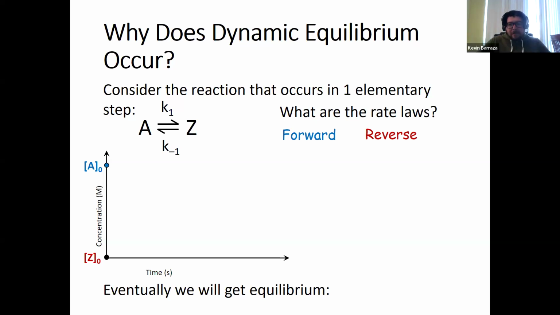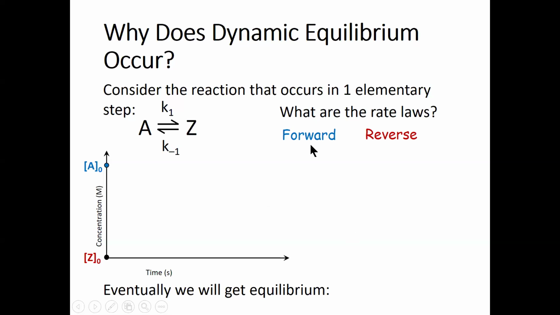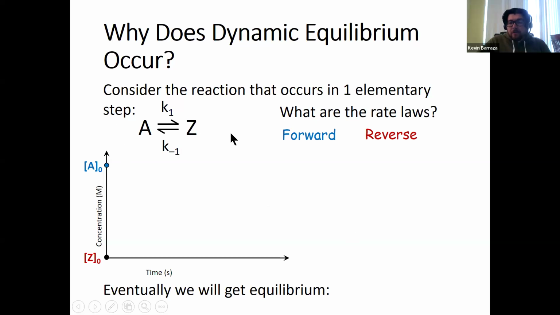What comes after R? R equals? K. K, yeah, K times. Now in this case, we're going forward. So the reactant in the forward direction is our A, right? So in the forward direction, the rate law would be R forward, and I'm putting F for forward, equals K1 times A.